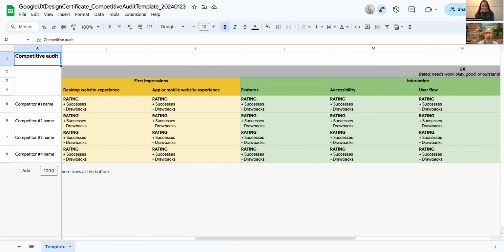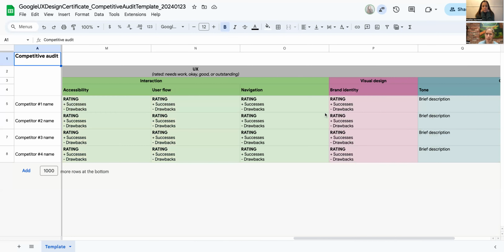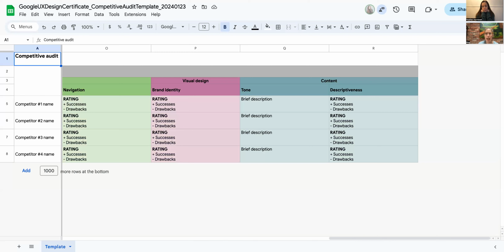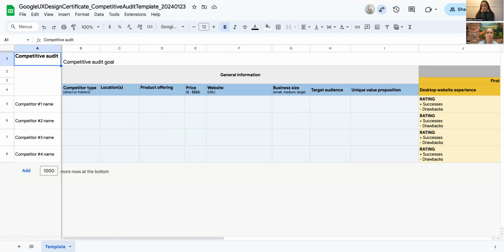Your first impressions. One of the first things I always like to do when I go to a website is ask, what's the vibe of this website? What is the emotional response? You can see here, this has you rate as you go, from interactions to visual design to content. And if they have an app and a web presence, you would look at both of them.